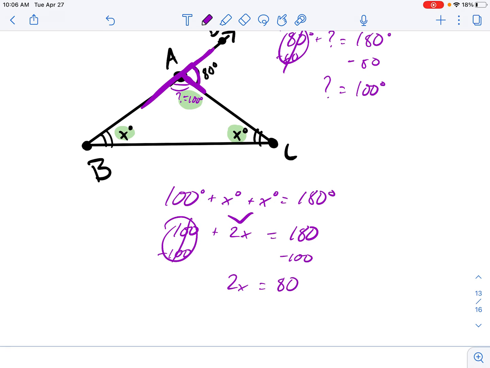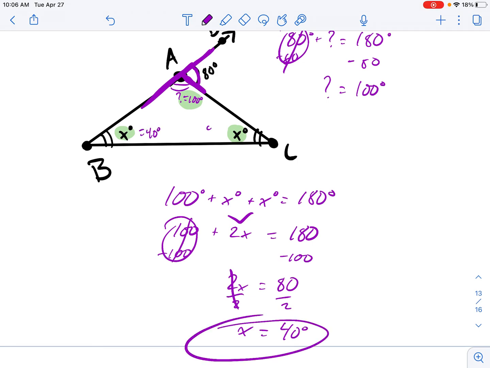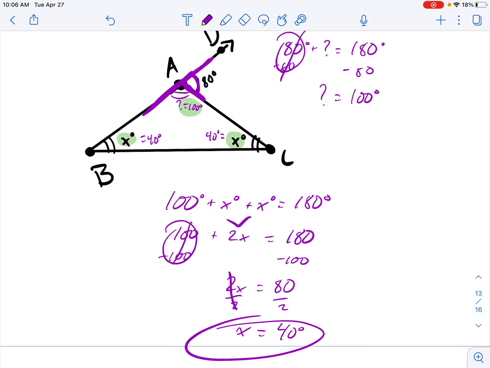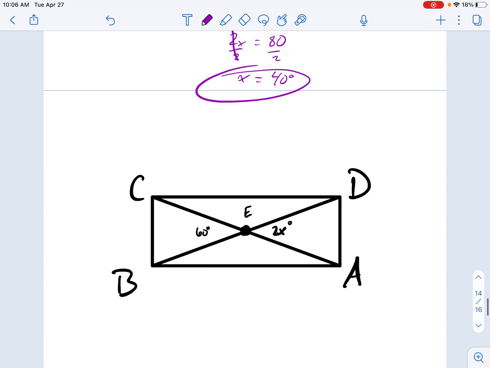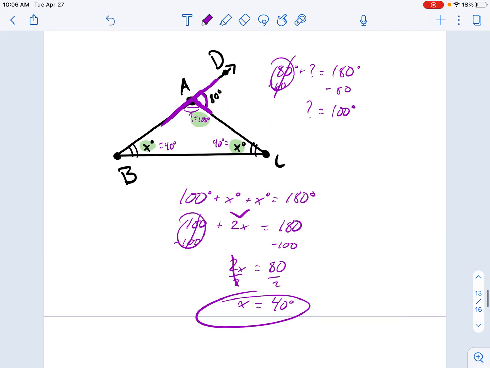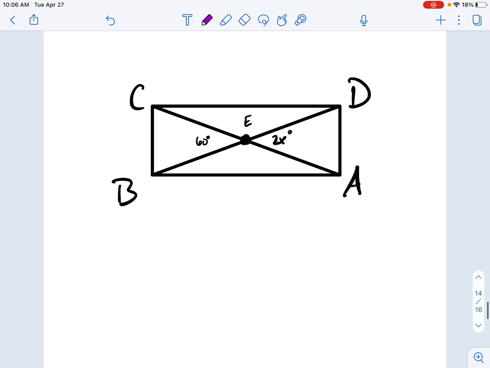How do you undo 2 times x? You divide by 2, right? So you divide by 2 on both sides. The 2's cancel out. You're left with x equals 40 degrees. So these are both 40 degrees, okay? That one's a little bit trickier, but it is important. You notice how we're combining the algebra and the geometry that you're doing now. The algebra you learned earlier with expressions and equations, it's being used now in geometry.